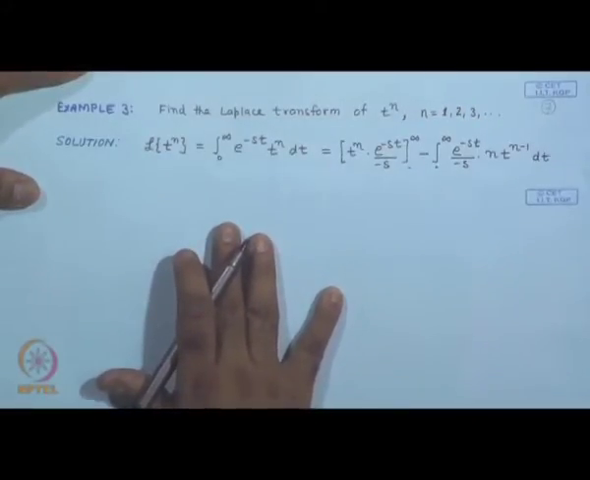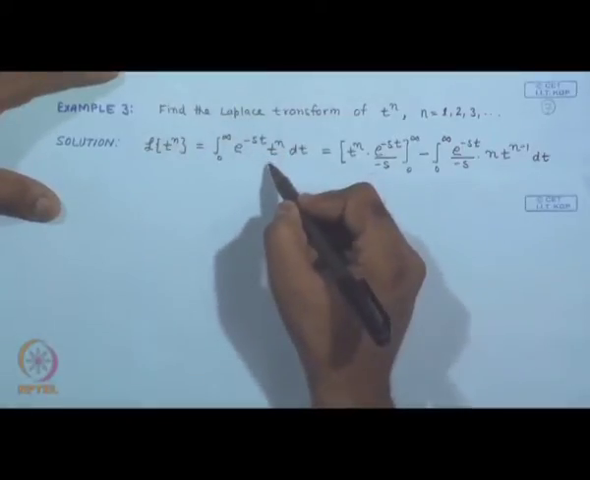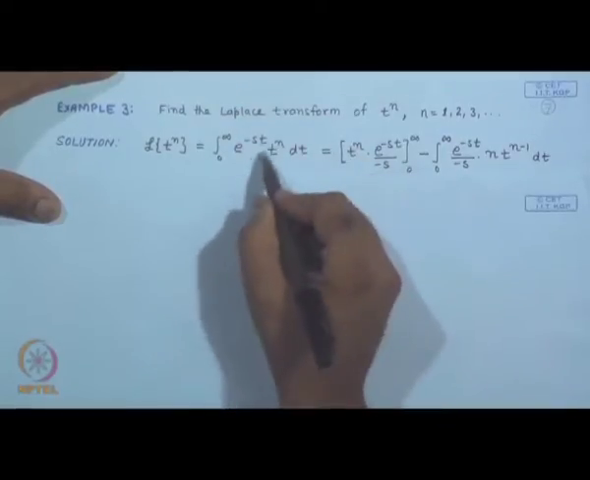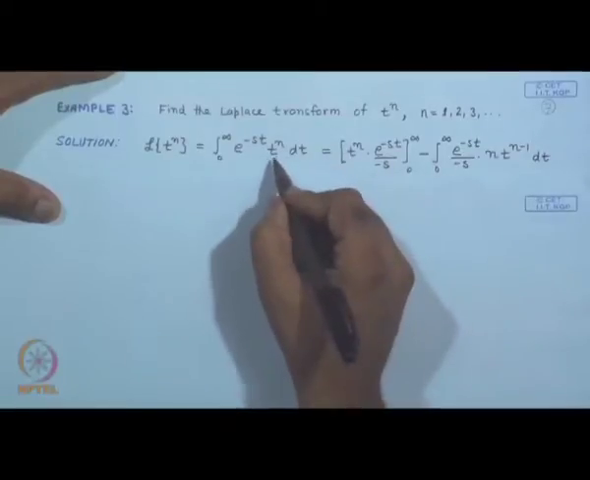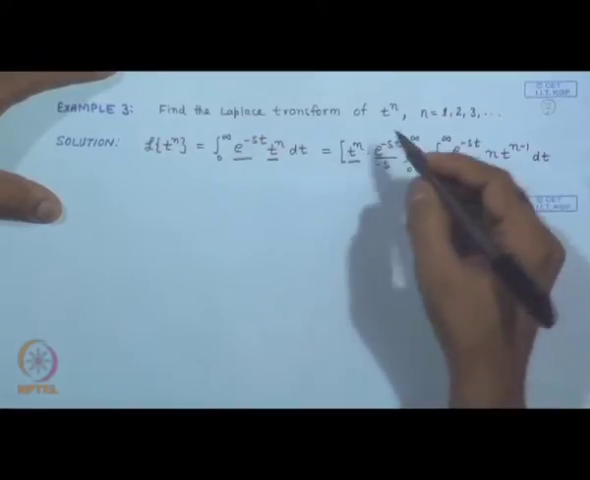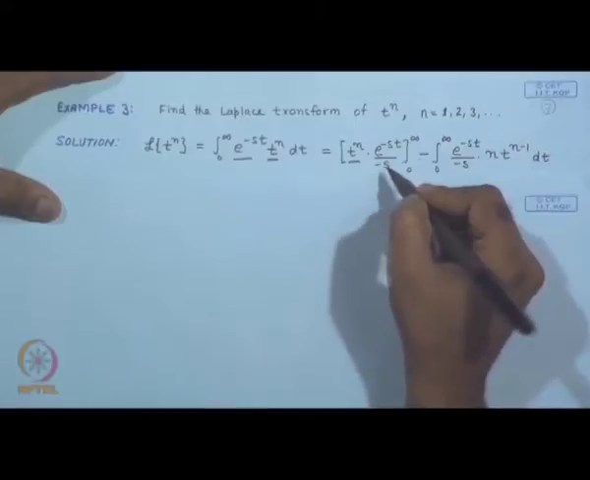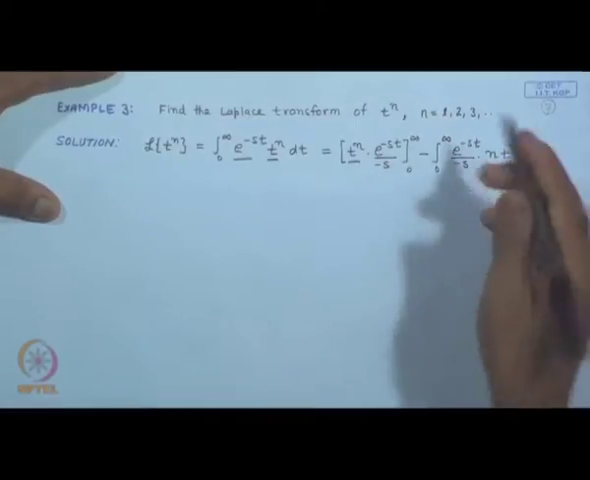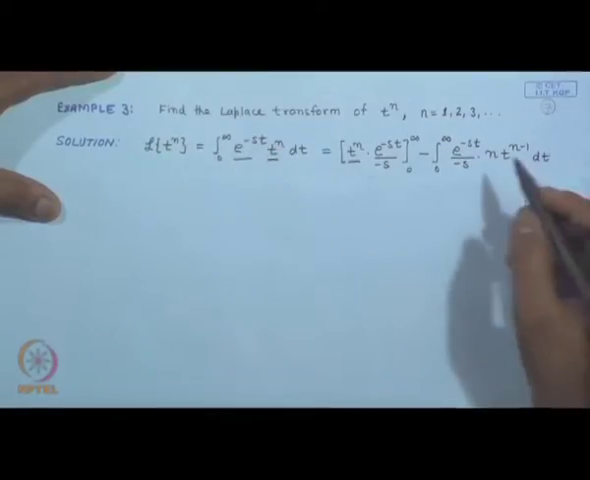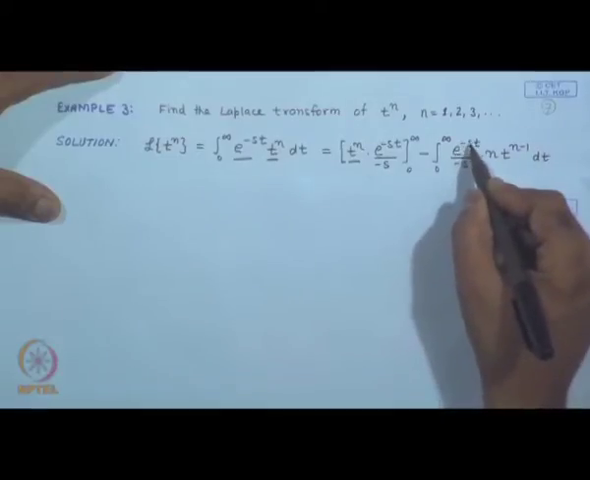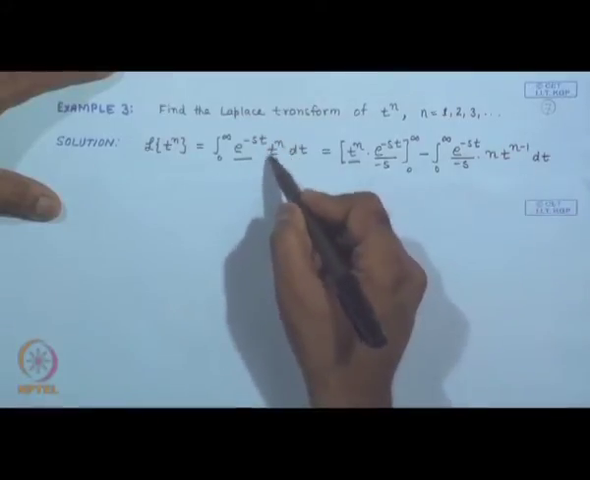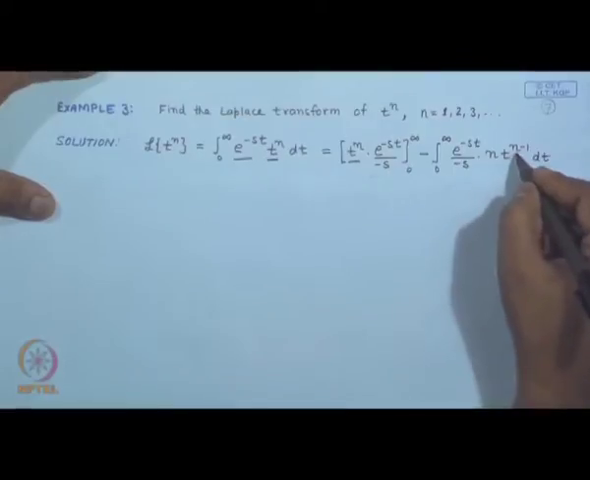So, as per the definition we have the integral 0 to infinity of e power minus s t t power n dt. So, we integrate this by parts. So, t power n as it is, the integral of e power minus s t, that is e power minus s t over minus s, with limits 0 and infinity, minus 0 to infinity, again the integral of e power minus s t, that is e power minus s t over minus s, and the differentiation of this function, that is n t power n minus 1 dt.